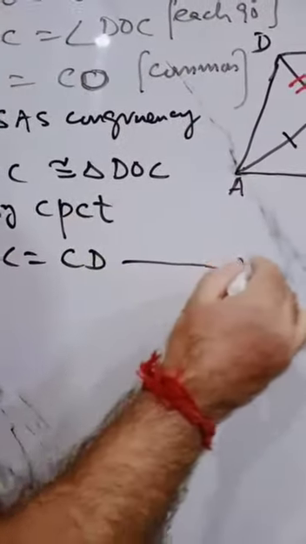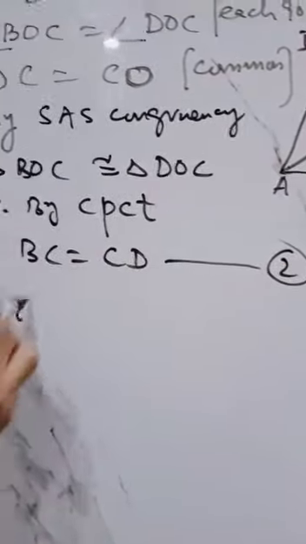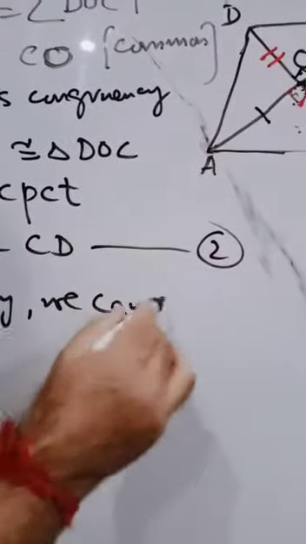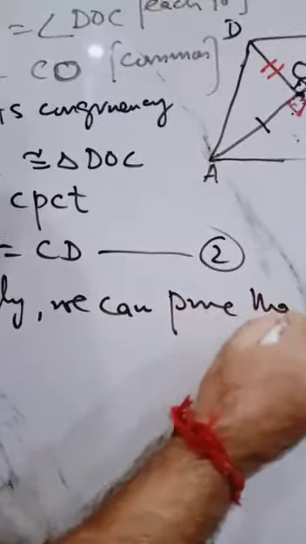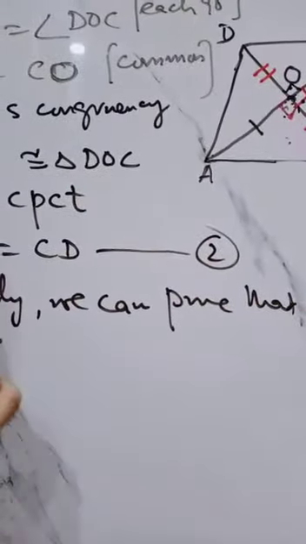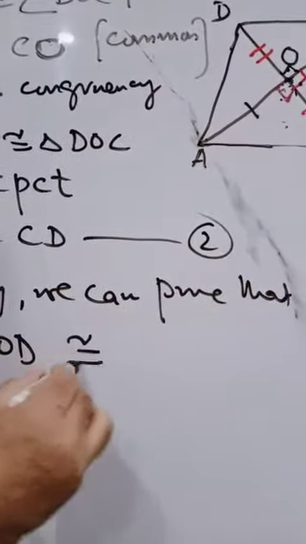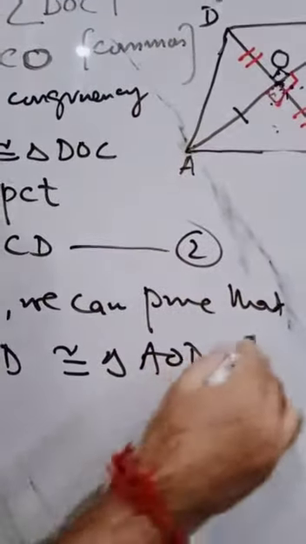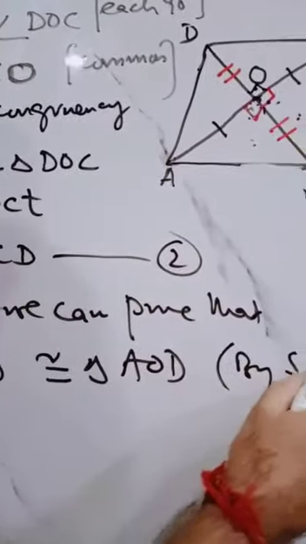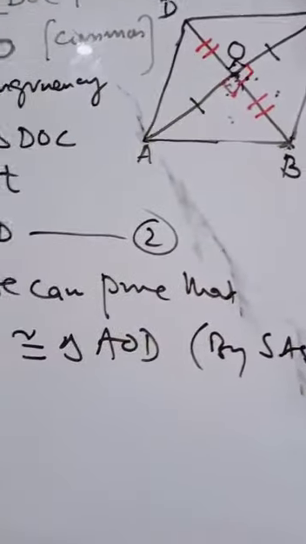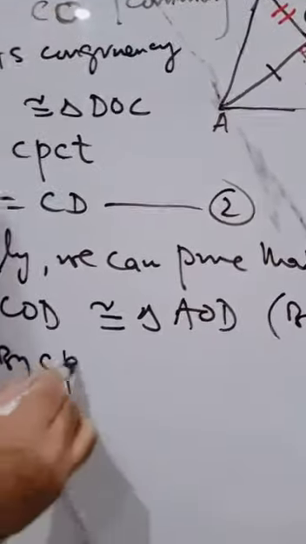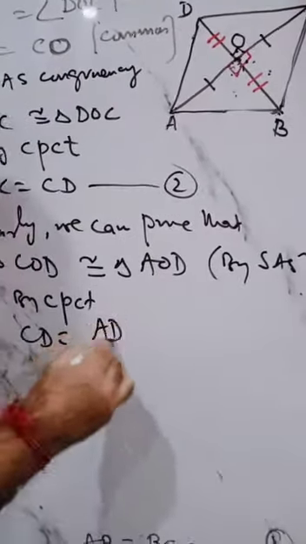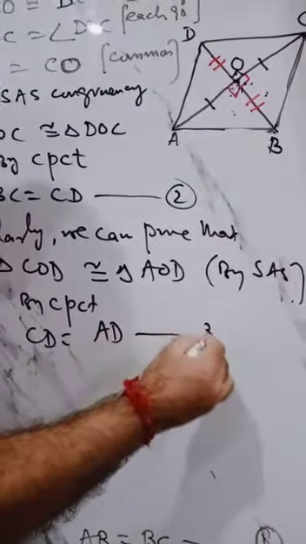Okay, keep it as the second. So similarly, children, we can prove that triangle COD is congruent to triangle AOD. So by SAS again, by CPCT you will have CD equal to AD. This will be your third.